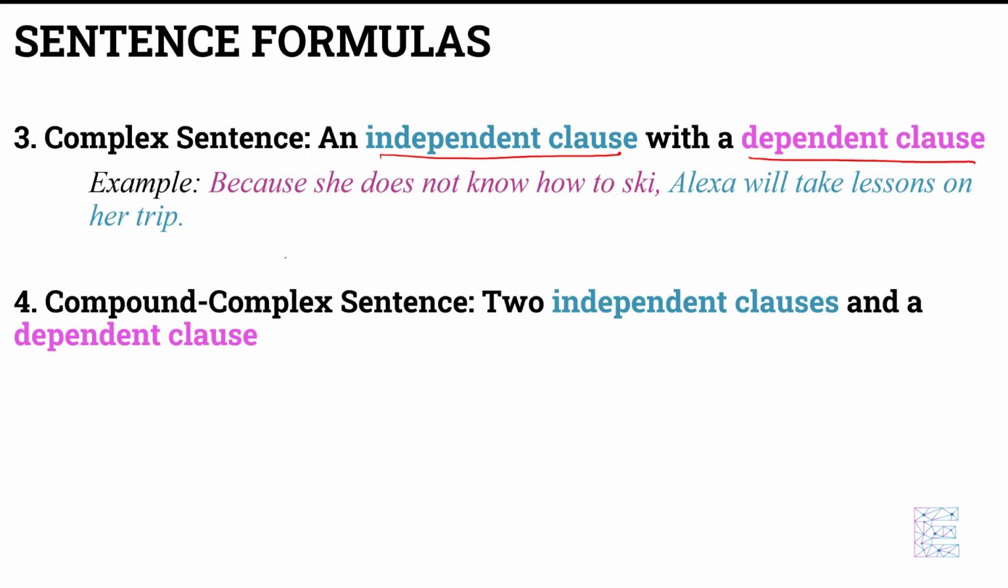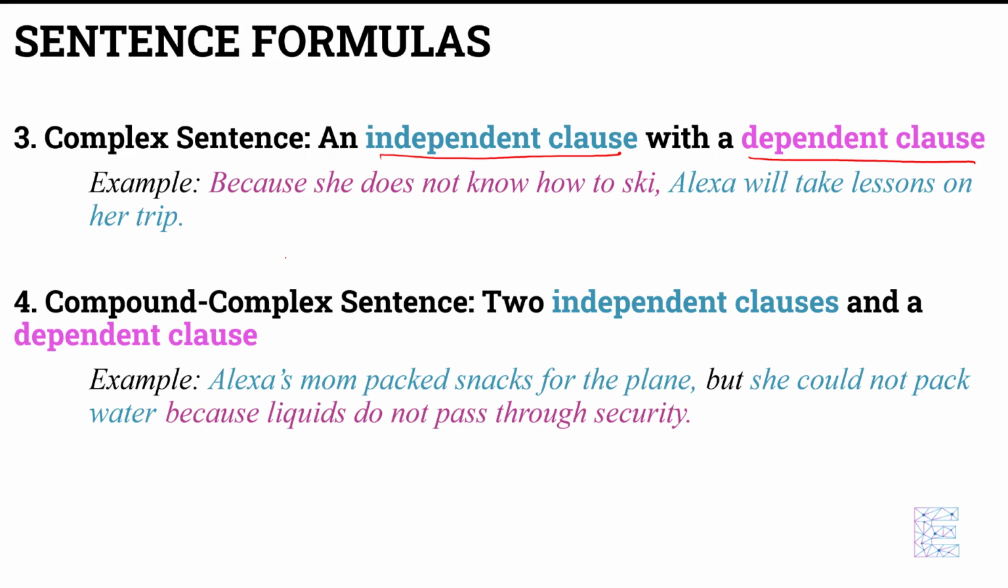The fourth and final sentence formula that you need to know for these exams is the compound-complex sentence, where you have two independent clauses and a dependent clause in there. As an example, Alexa's mom packed snacks for the plane. This part right here is definitely independent. Alexa's mom, subject, packed, verb, complete thought.